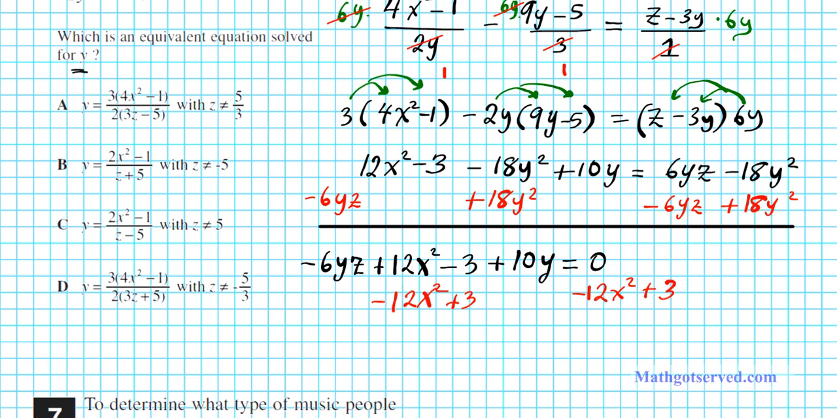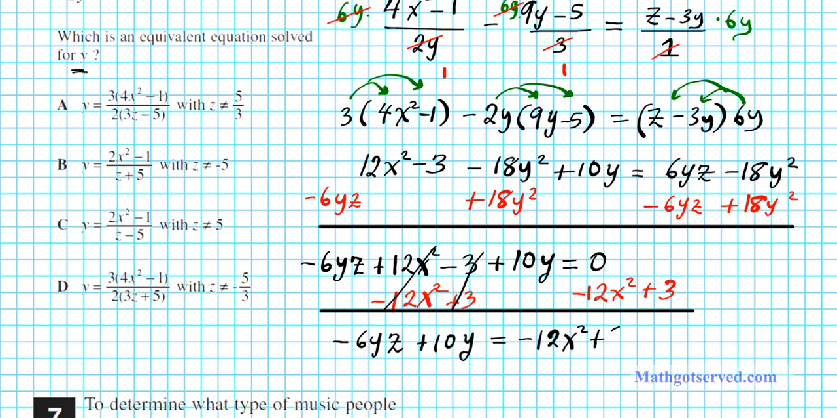We will have, let's see, what do we have? We'll have negative 6yz. These two add up to 0. These two add up to 0. Plus 10y equals negative 12x^2 plus 3.